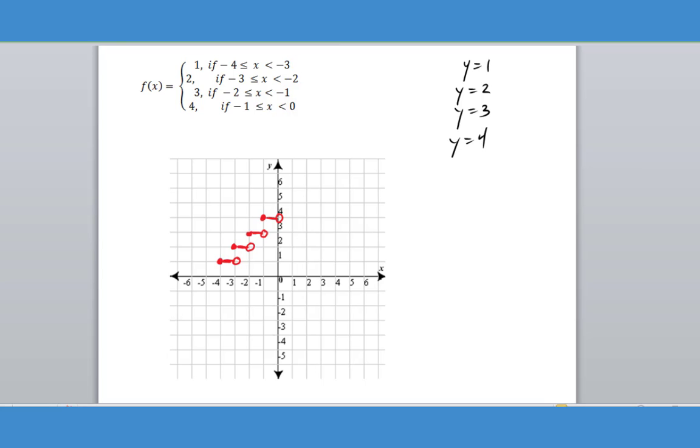In the next lesson we will actually talk about the most common piecewise function that you know, and that's the absolute value function.